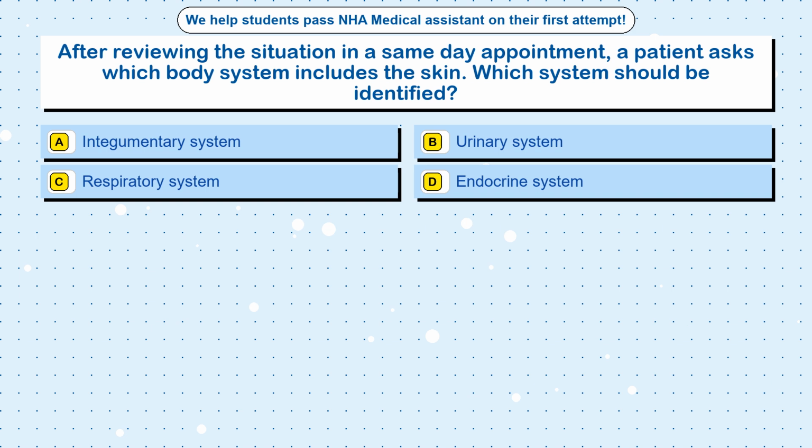Question 43. After reviewing the situation in a same-day appointment, a patient asks which body system includes the skin. Which system should be identified? Option A, integumentary system. Option B, urinary system. Option C, respiratory system. Option D, endocrine system.